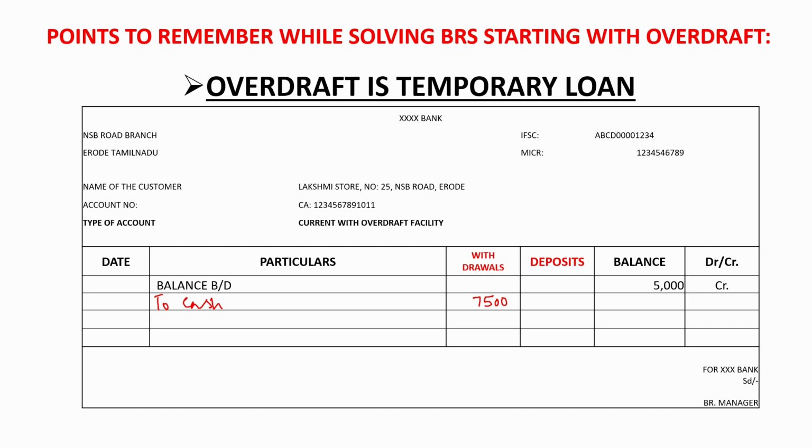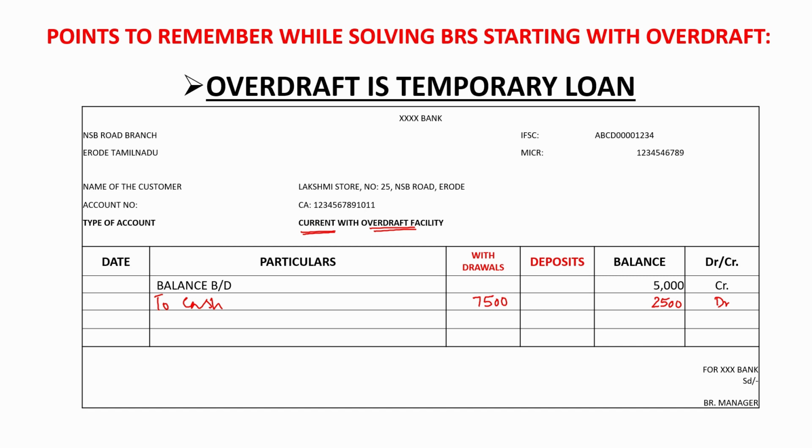Your balance is only 5,000, whereas you are trying to withdraw 7,500. Normally the banker will not allow. But the type of account you are maintaining is a current account with overdraft facility. That means the banker will allow you to draw over and above your deposit balance. That means 2,500 is the overdrawn amount. This overdrawn amount will be shown as a debit balance in the bank statement, and the overdraft amount will appear as a credit balance in the 3-column cash book bank column.